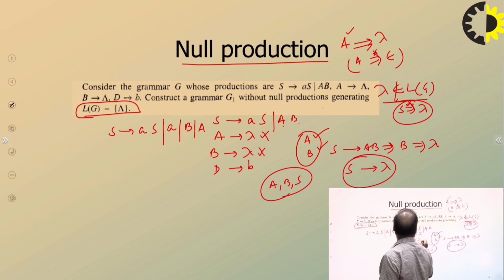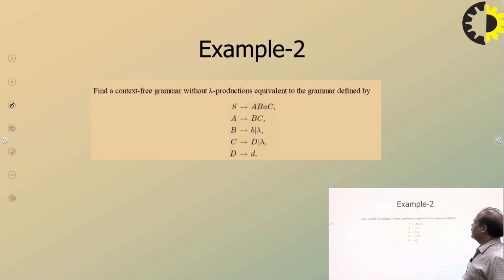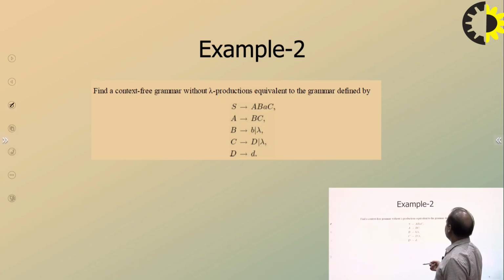A goes to lambda, B goes to lambda, and D goes to B. So this is the grammar which has no lambda production, right? Let's have another example. So this is the question: find a CFG without lambda production equivalent to this grammar. Let's identify the lambda production first.